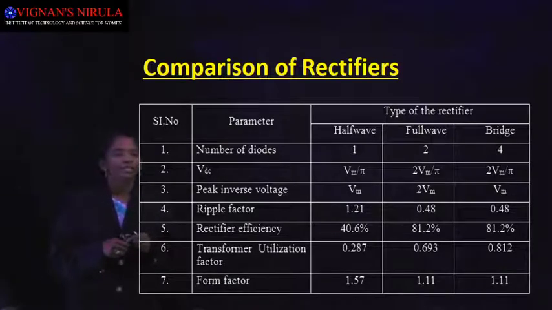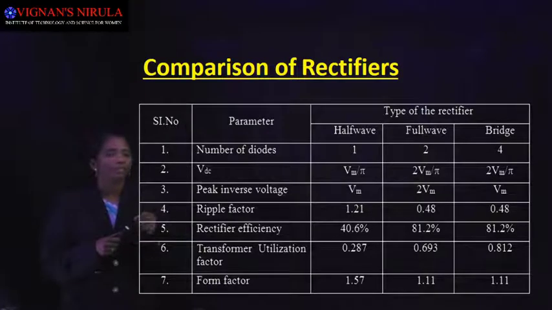What is the transformer utilization factor? For a half wave rectifier the transformer utilization factor is 0.287, for a full wave rectifier it is 0.693, and for a bridge rectifier it is 0.812.